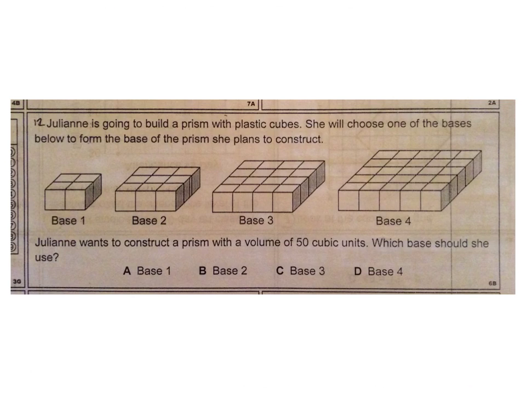Number 12. Julianne is going to build a prism with plastic cubes. She will choose one of the bases below to form the base of the prism she plans to construct. Julianne wants to construct a prism with a volume of 50 cubic units. Which base should she use?